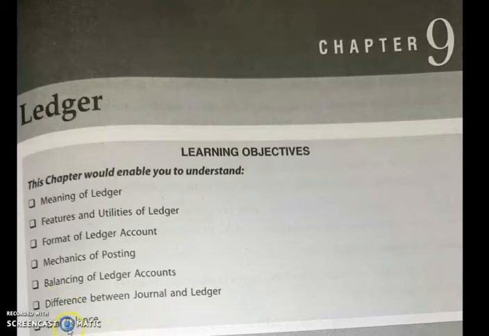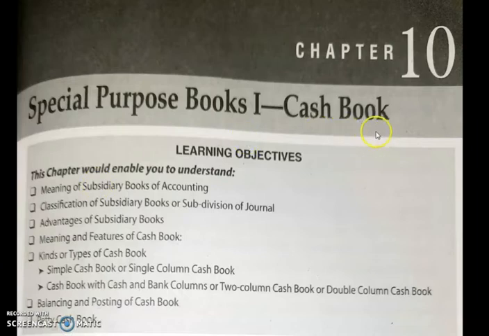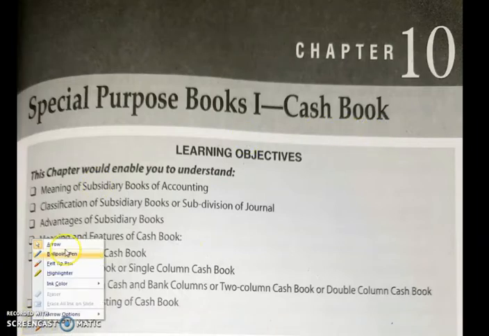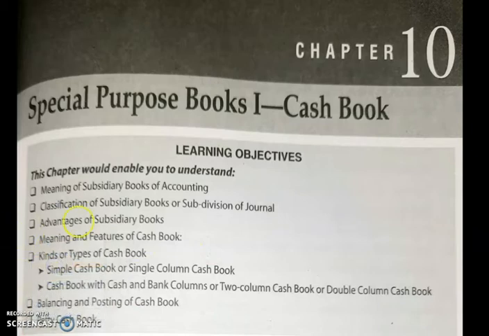Okay, next, after that we have a cash book. It's a very important chapter from the exam point of view. That is a simple column cash book, double column cash book where cash and bank column is prepared, and then petty cash book. So these are some of the important items related to petty cash book. So it's very important. You should know how to do the problems.